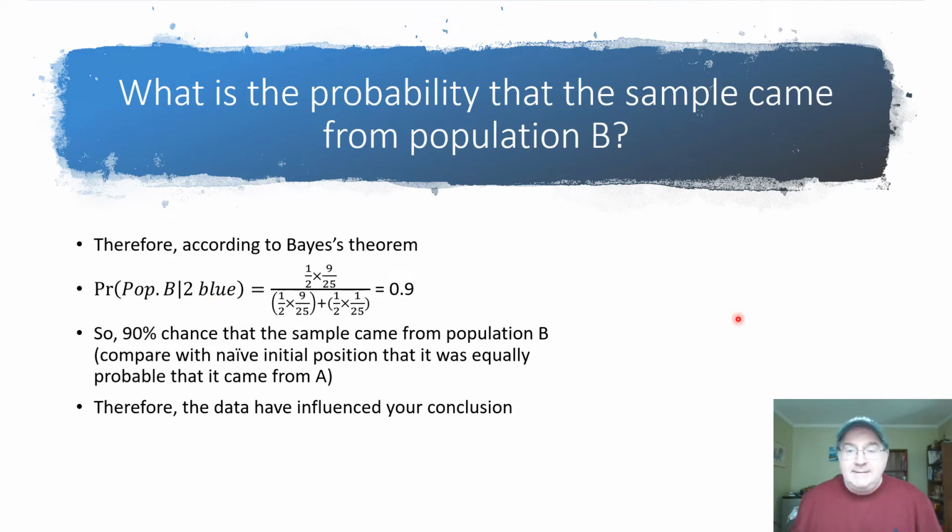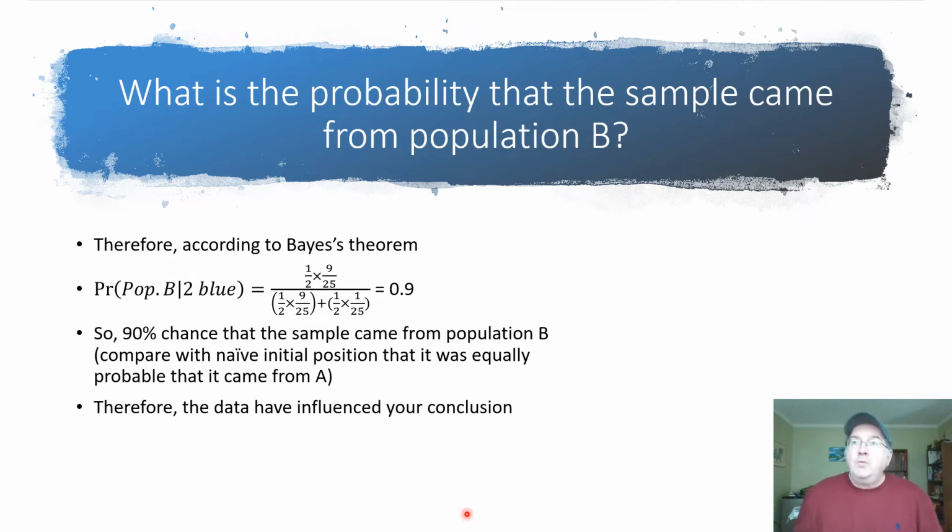And this is, just as a side note, just the opposite of the approach you would take with a classical statistics approach, where you're eliminating hypotheses. Now we're saying 90% probability that they came from population B.